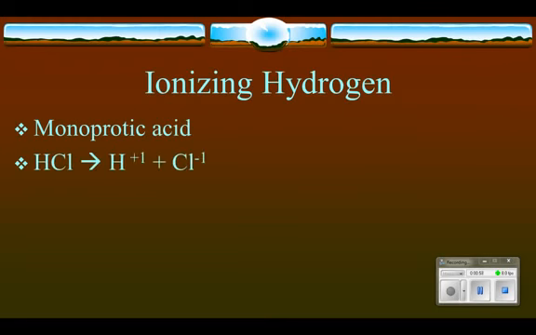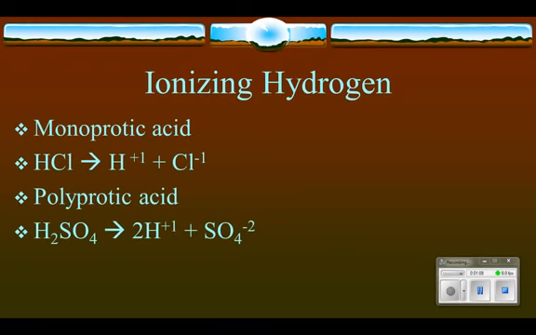A monoprotic acid like hydrochloric acid will ionize in water and form a hydrogen ion, H+1, and the chloride ion. And then a polyprotic acid like, let's say, sulfuric acid in water will ionize to form two hydrogen ions and a sulfate ion. And so the difference between these two is simply that we get one hydrogen ion for every HCl with hydrochloric acid, and we get two hydrogen ions for every sulfuric acid. So we get twice as many hydrogens. So if you will, sulfuric is twice as good at being an acid because it provides twice as much hydrogen.